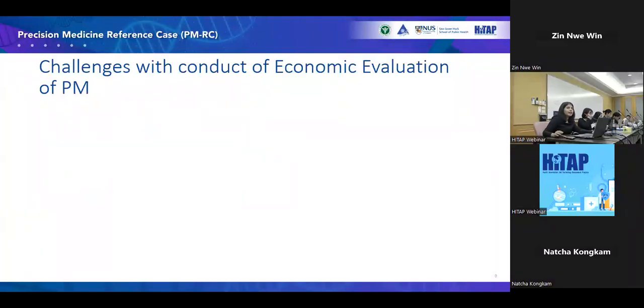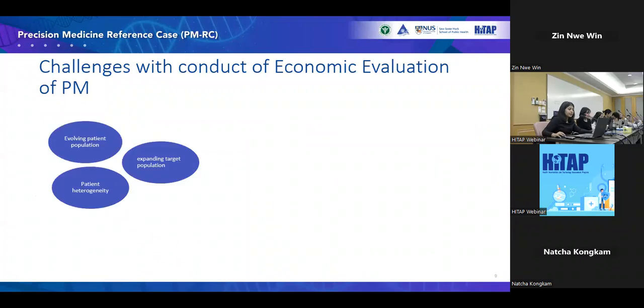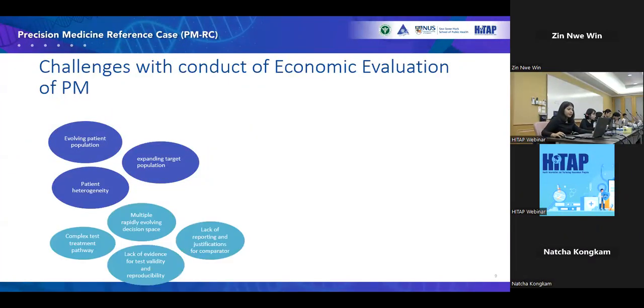But there are certain challenges in conducting economic evaluation of precision medicine, and determining the value for money depends on a variety of factors. With precision medicine, the challenges can be very specific. For example, starting from defining the population, we have an evolving patient population, and there are subcategories of population divided based on genetic groups. We also have a population which expands because of newer technology, and then there is a heterogeneity of patients.